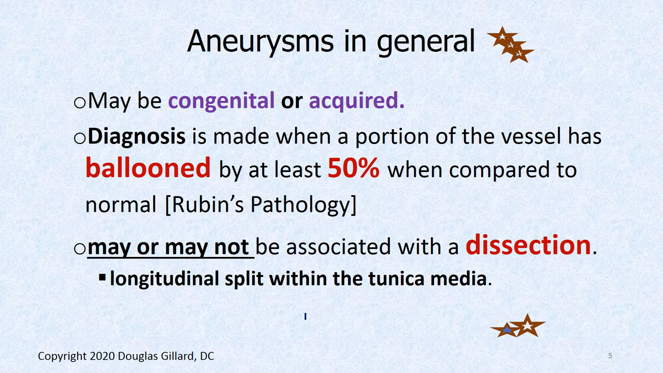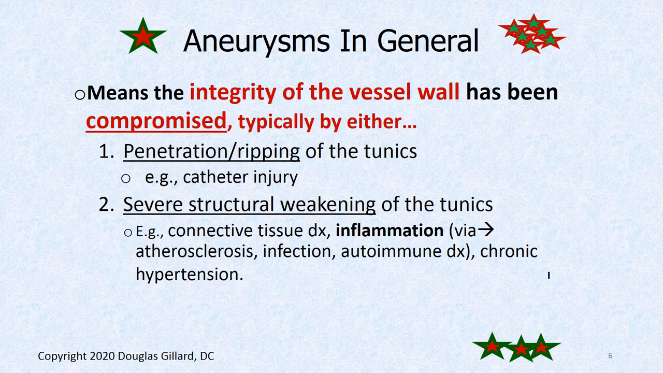They can be acquired from injury. We'll talk about true versus false aneurysms. They can also be congenital; we'll look at berry aneurysms probably on Thursday. They could be acquired as well, maybe from an infection of a large blood vessel that damaged the wall. To be called an aneurysm, it has to balloon out by at least 50%, according to Rubin's. These aneurysms may or may not be hiding a dissection within them, and we'll talk about dissecting aneurysms and how dangerous those can be. But in general, it means the integrity of the vessel wall has been compromised.